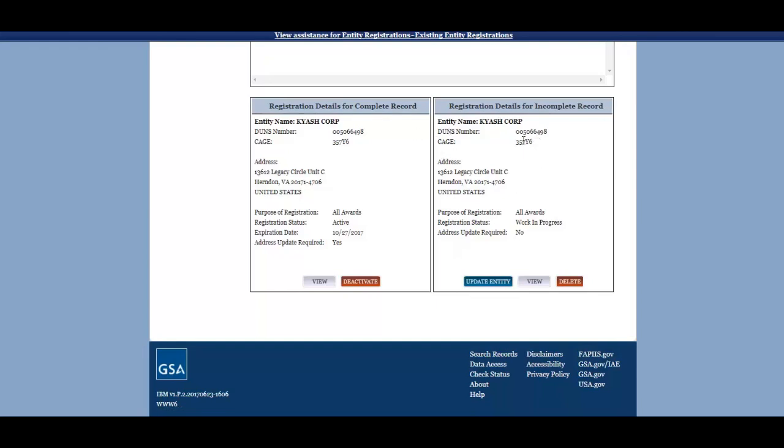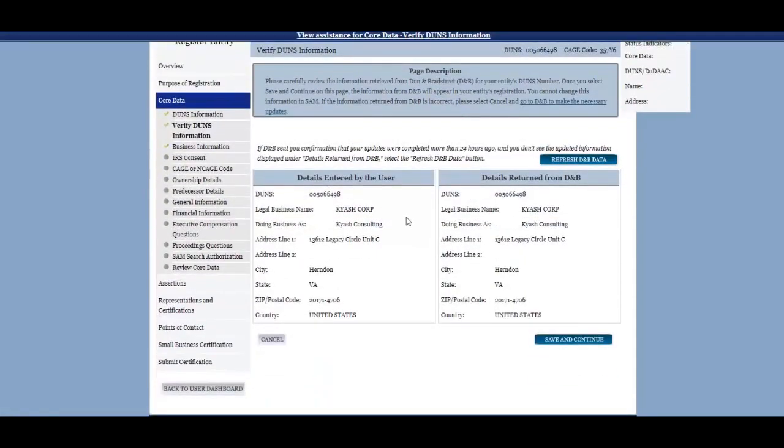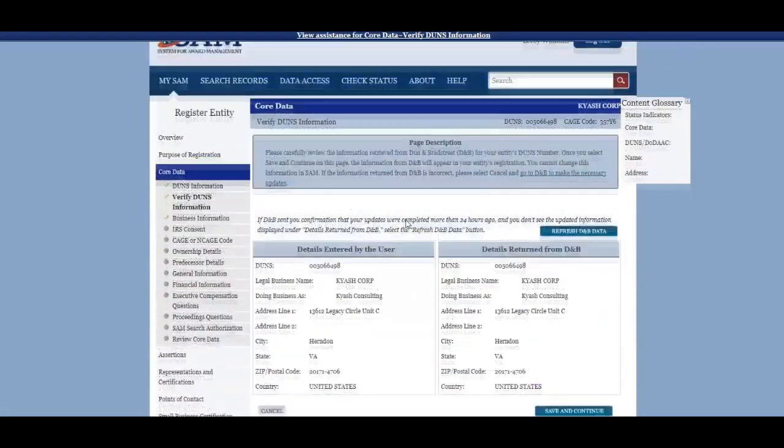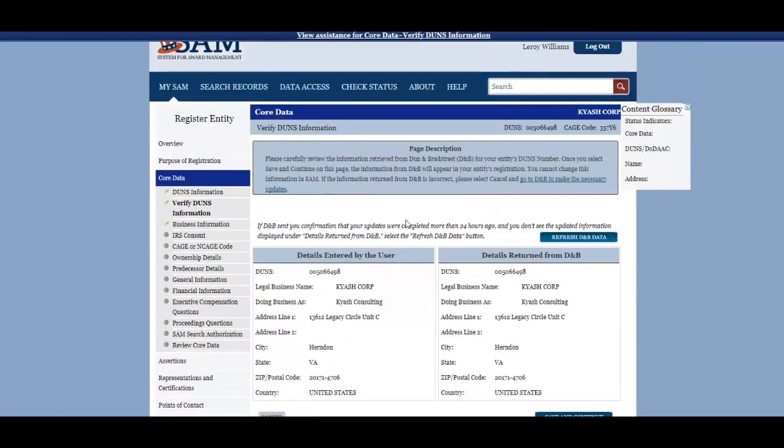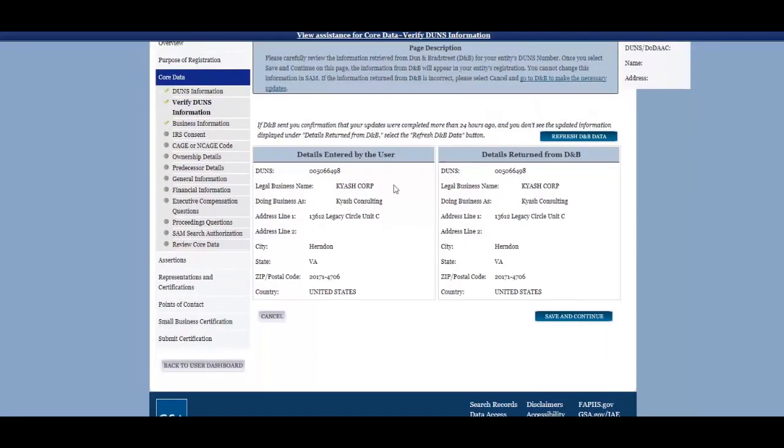As you can see, we have the same entity name, DUNS number, cage code, and address. So what I'm going to do is click Update Entity. And now we're at the core data page for Irs Corp. And these are, again, my DUNS number, my cage code. And what I'm going to do here is read to you this.